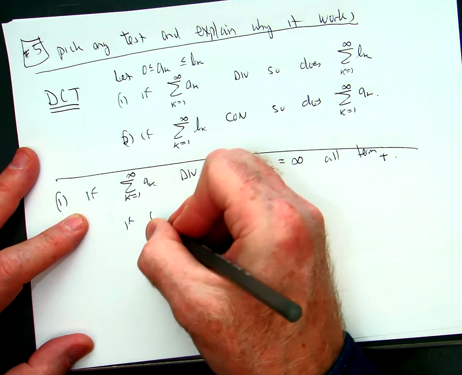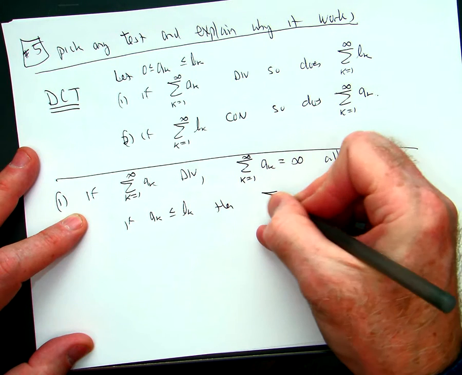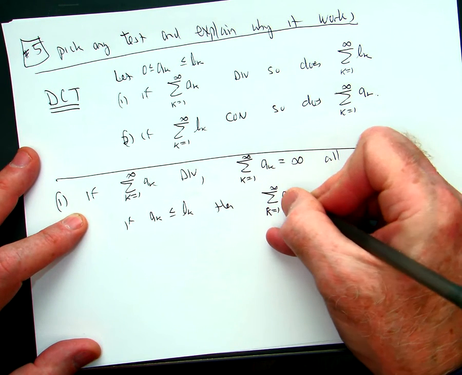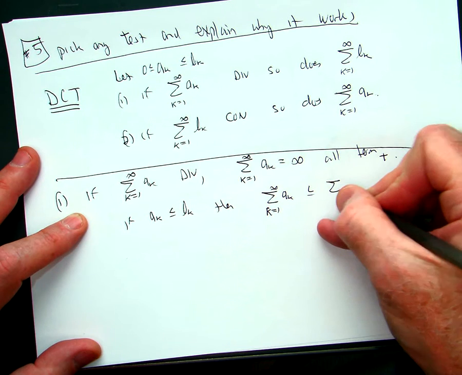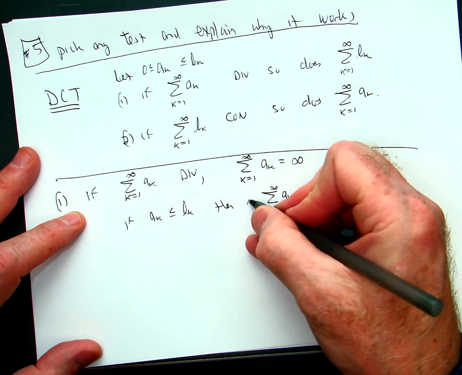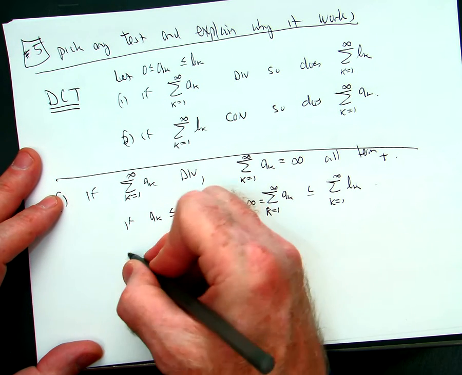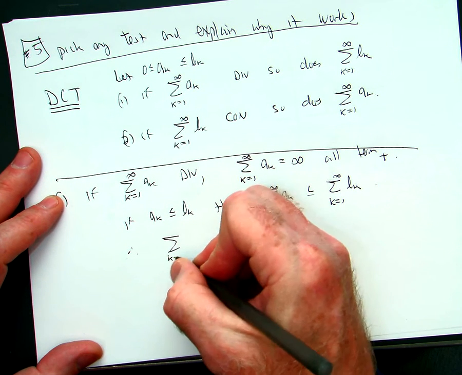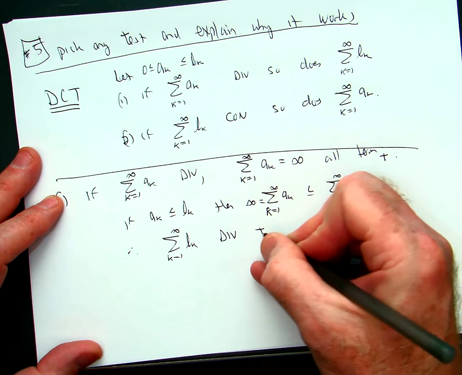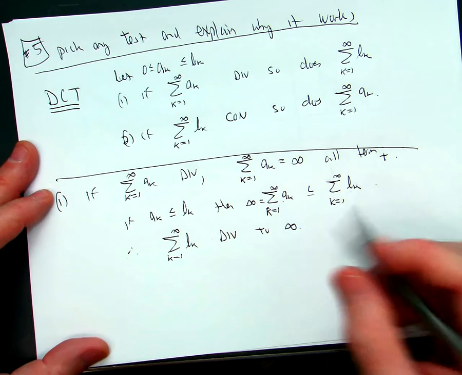If a_k is less than b_k, then just by the rules of addition, this series, the sum of a_k, has to be less than the sum from k equals 1 to infinity of b_k. So if this is equal to infinity, then this has to equal infinity too. Okay. If the smaller series is infinite, so is the bigger one.